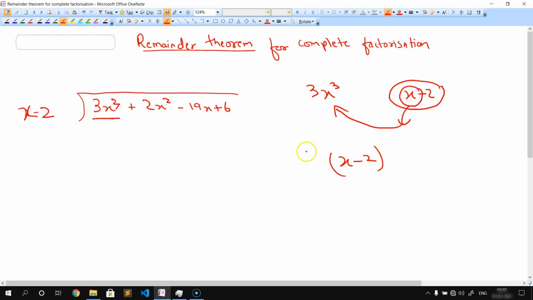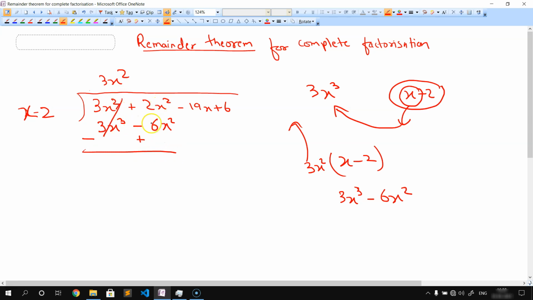According to me, we should multiply x minus 2 by 3x square. It will become 3x cube minus 6x square. So let's put it here. It will become 3x square, and we will get 3x cube minus 6x square. Now we have to subtract it, so its sign will be changed.